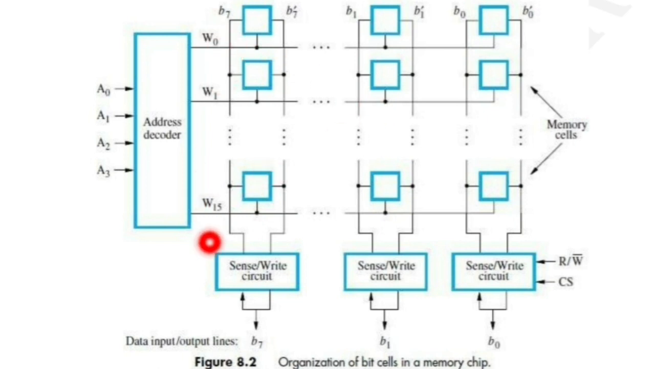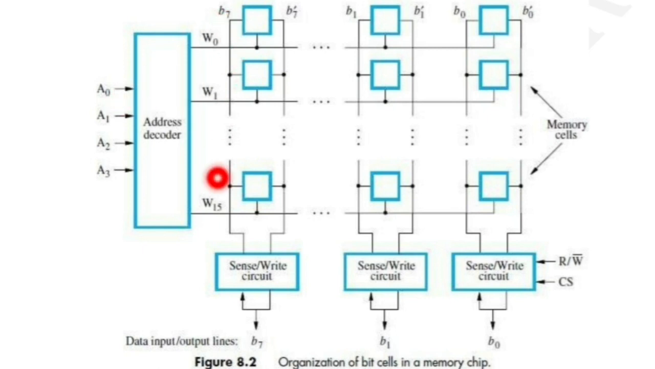You will have 16 rows here, numbered from W0 to W15. All the rows will have the address as this number's binary equivalent. Like this row will have the address 0000, this will have 0001, like that the 16th row will have 1111. So these are all the addresses, and each row has an address.